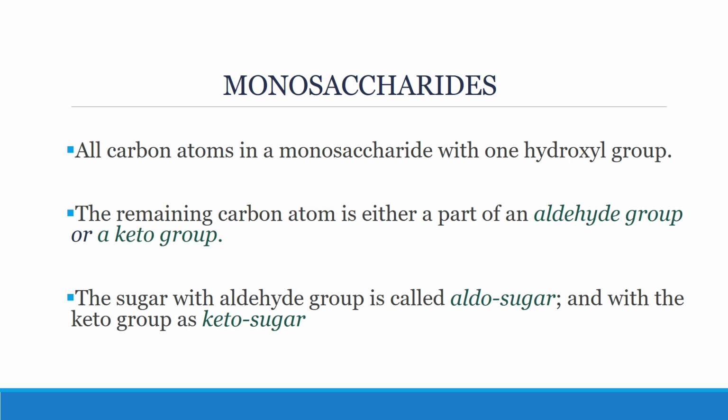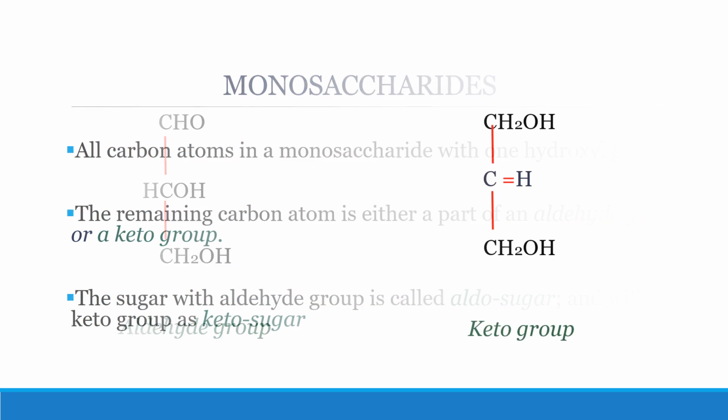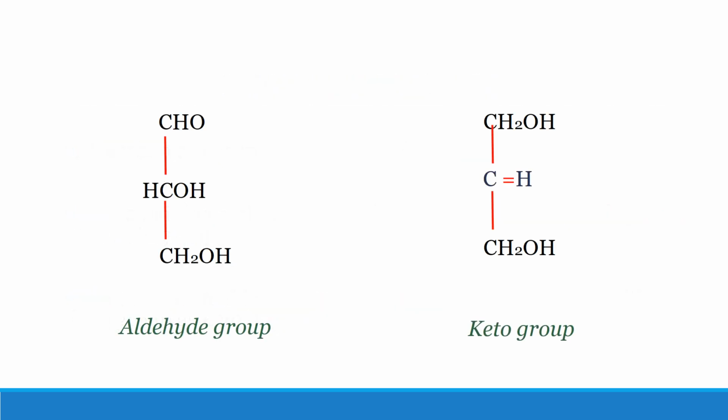So the sugar with the aldehyde group is known as the aldo sugar, that basically consists of the aldehyde group, followed by the keto sugar that consists of the keto group. So these are the two fine examples that we have already covered.